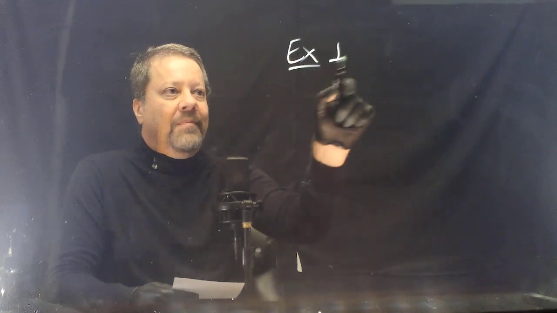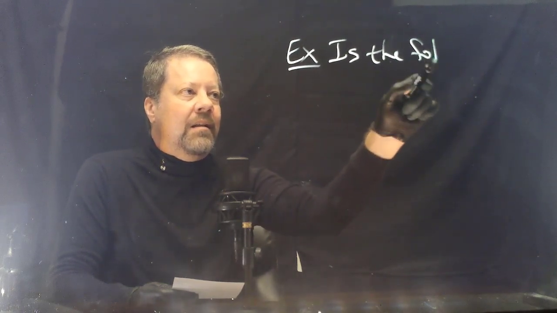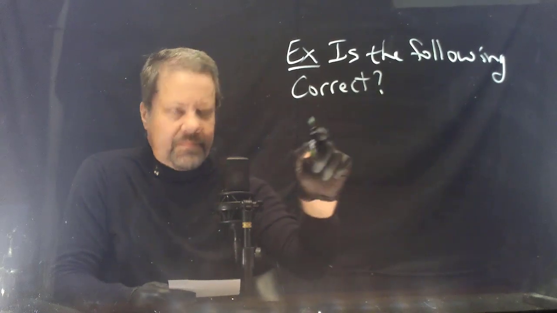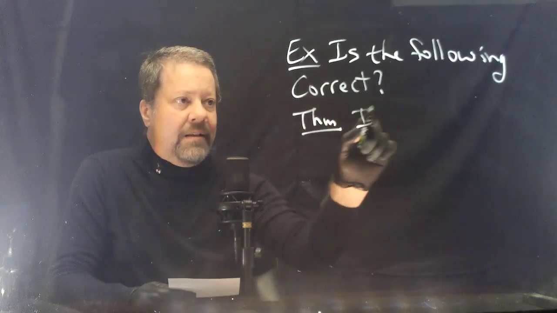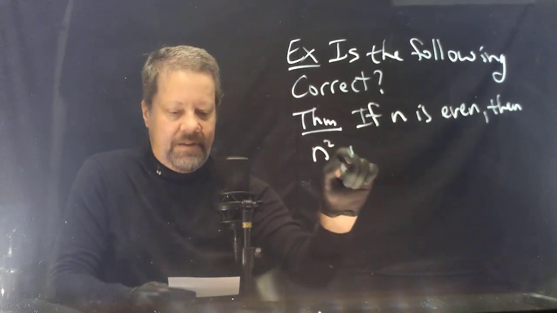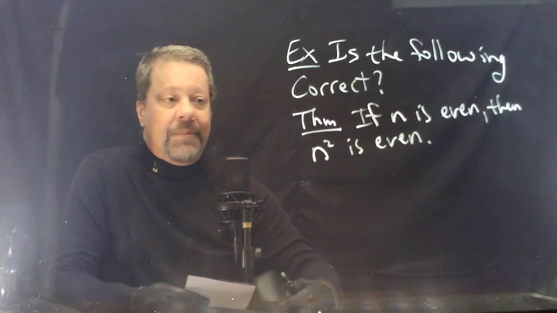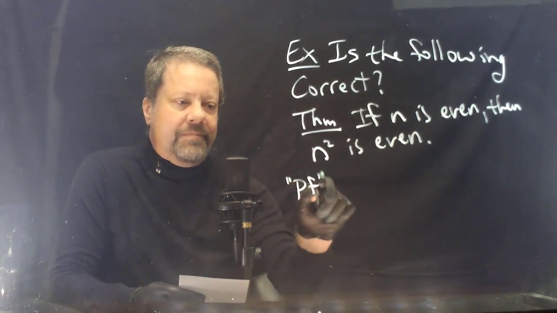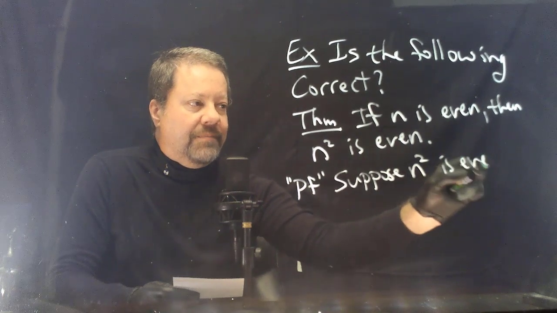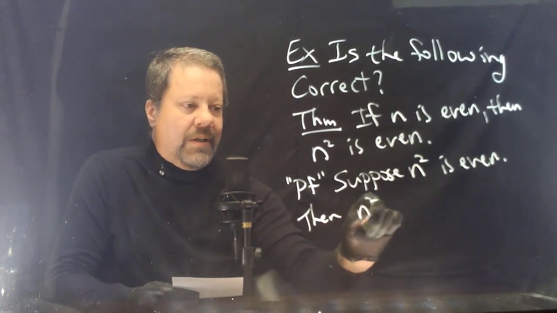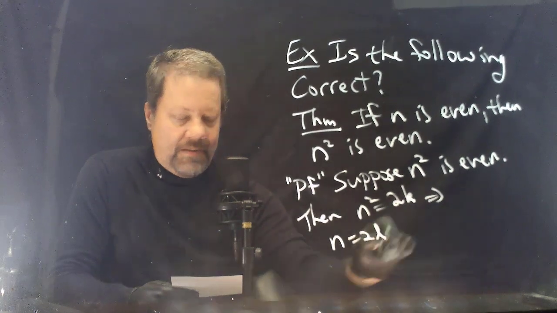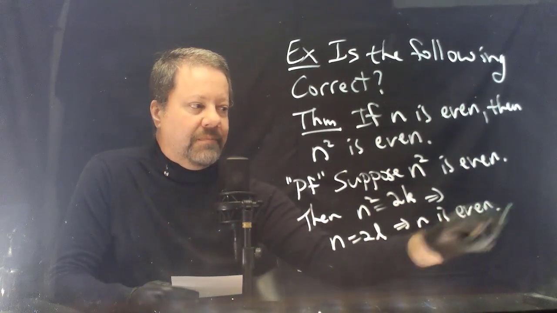So in our next example, I ask, is the following correct? Is it correct reasoning? Here's the supposed theorem. If n is even, then n squared is even, which happens to be a true theorem. Here's our alleged proof. Suppose n squared is even. Then n squared equals 2k, which implies that n equals 2l for some l, and that implies n is even. End of proof.